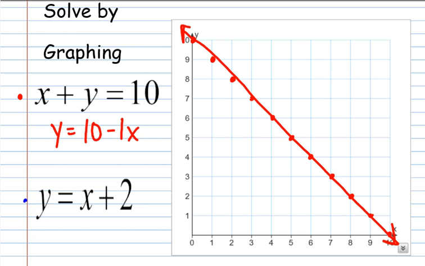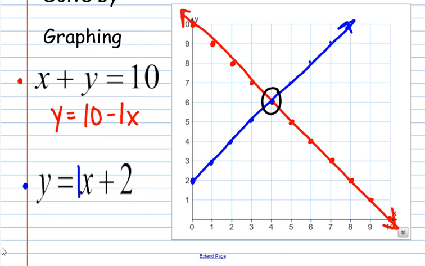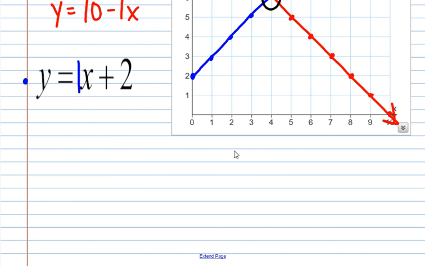Then I'll graph this other one. Y equals x plus 2. Start at 2, and the slope is 1, so go up 1, right 1, up 1, right 1, and so on. And I can see then that they cross at the following point. You need to actually communicate where they cross, though. A point has two coordinates, so you need to list both of them. It's 4, 6 is the solution.